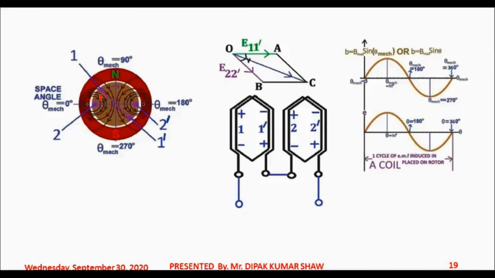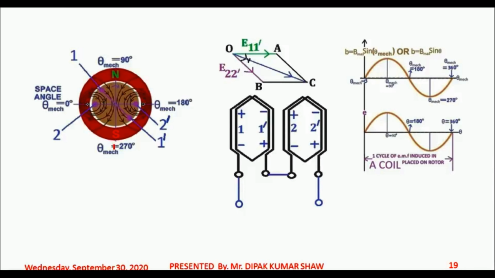So corresponding to theta mechanical equals 90 degree, which is the center of the north pole, the flux density has a positive peak, and likewise corresponding to theta mechanical equals 270 degree, you have the center of the south pole, and that corresponds to the negative maximum of magnetic flux density, because we have adopted a convention by which flux density under the north pole developed on the stator core would be treated as positive, and flux density under the south pole would be treated as negative.